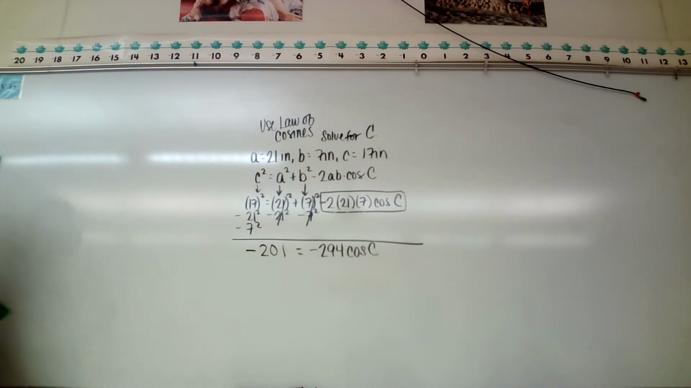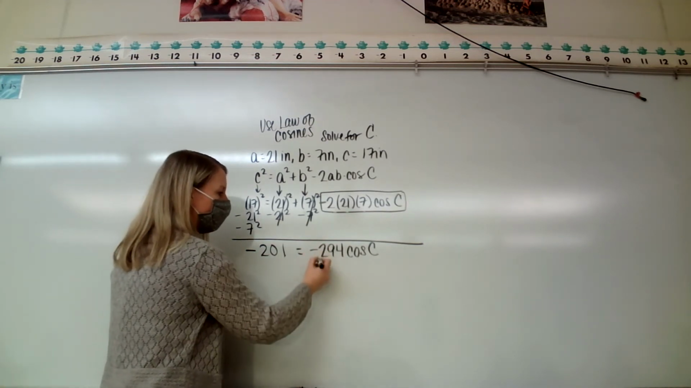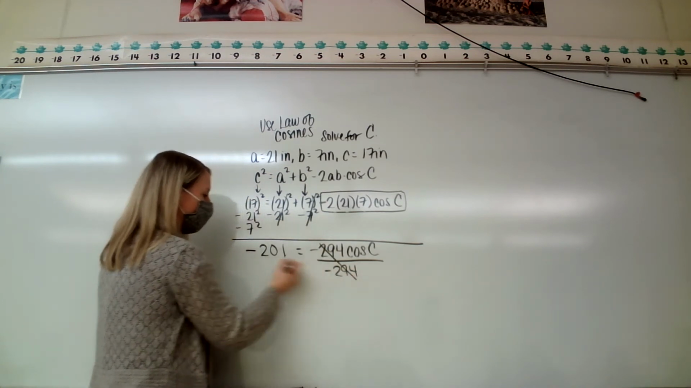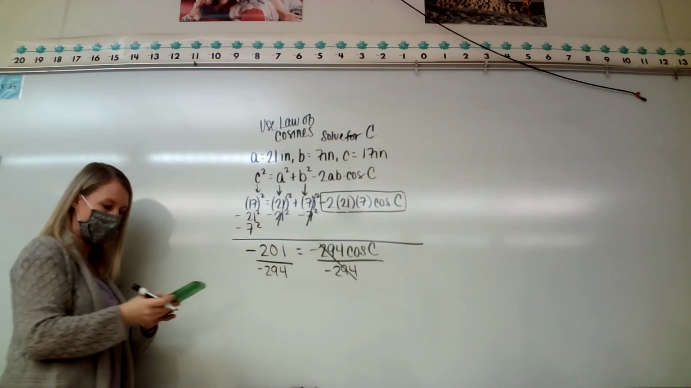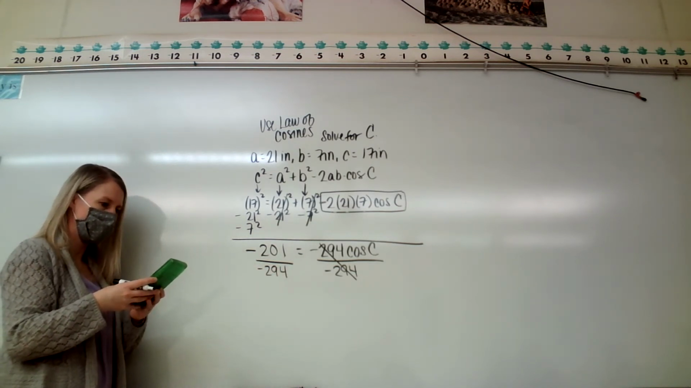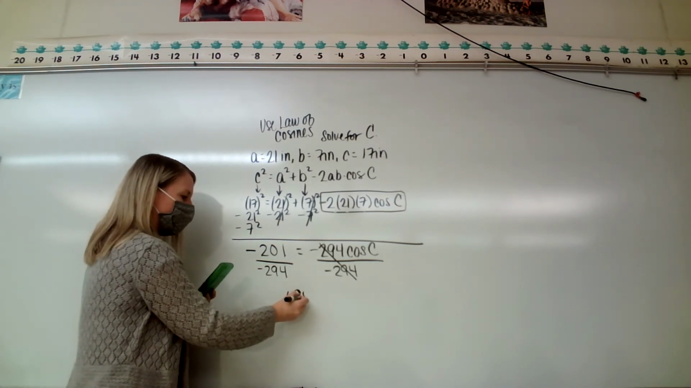At this point, our main goal is to keep getting that C by itself, and I want to get rid of that number in front, so I'm going to divide, since it was connected with multiplication, by negative 294. Okay. I grab my calculator. What am I going to get? It comes out to 0.684-ish.